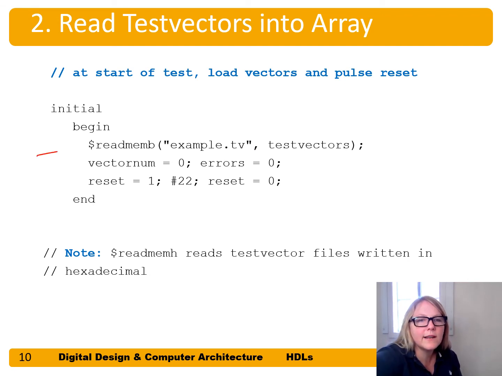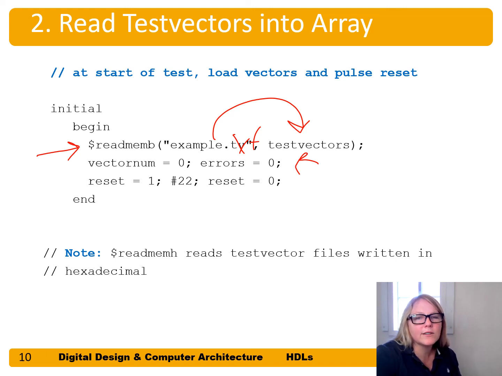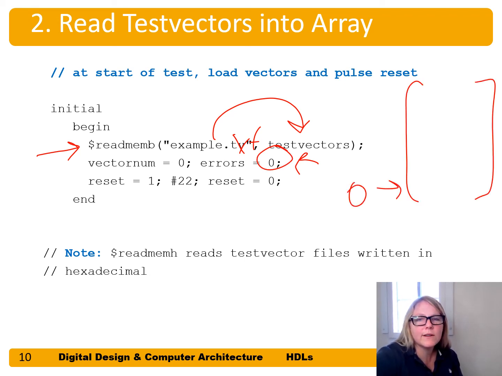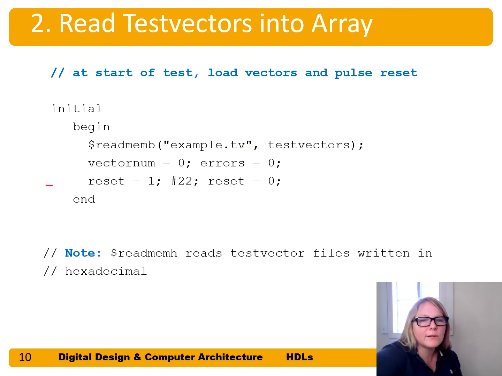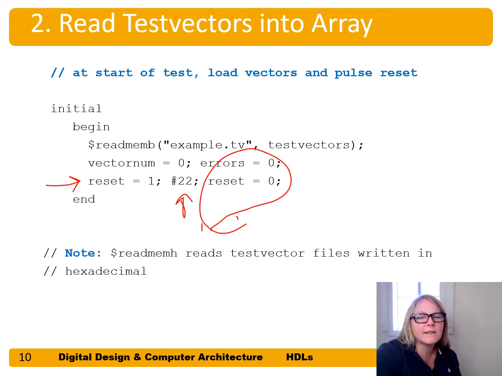Okay, so this line reads the test vector file into the test vectors array and resets the bookkeeping variables, vector num and errors. So there are no errors, and we're going to start at vector 0. So vector num is 0. And we're going to toggle reset. So assert reset for 22 clock ticks, and then simulation ticks, and then make reset back to 0.